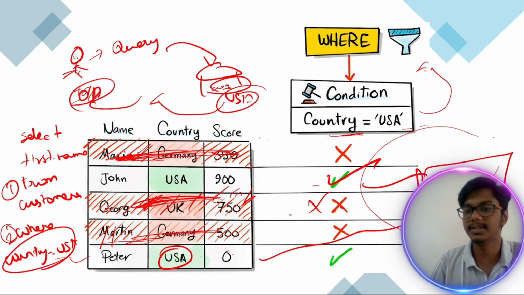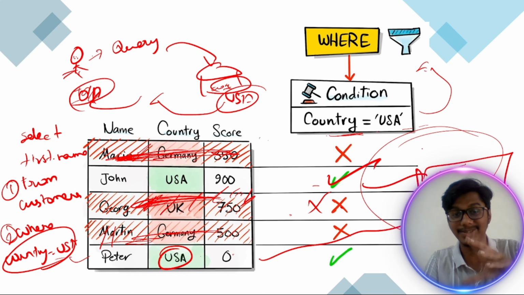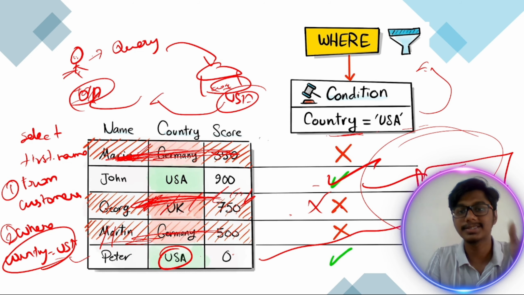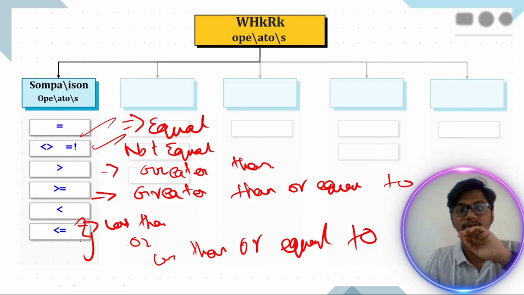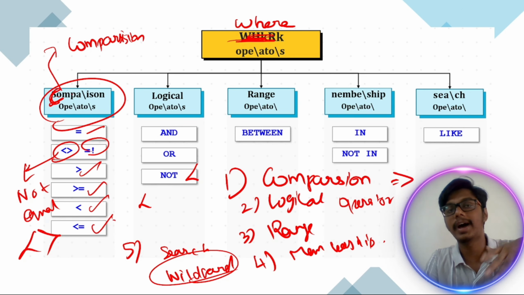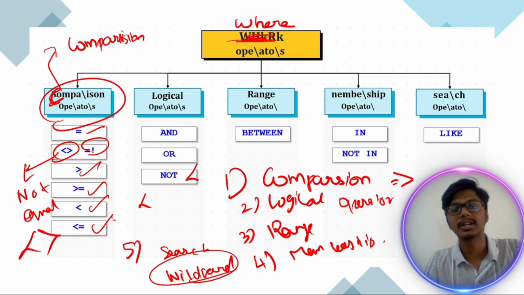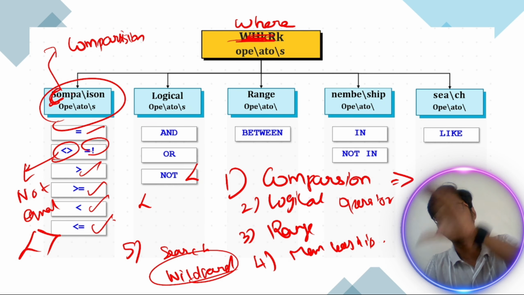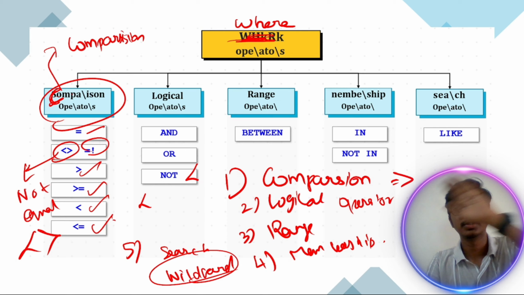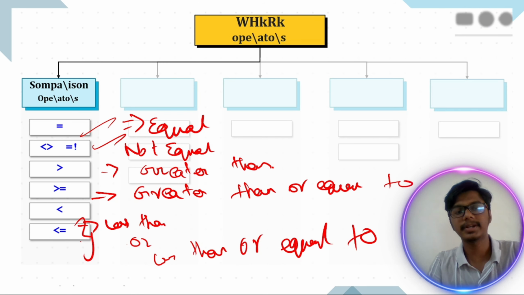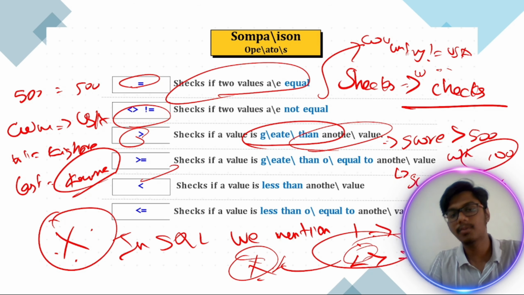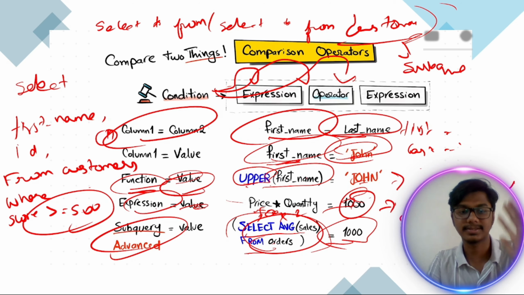I think this has not been shown. Forgive me, let me reduce my face size. These things are covered: where condition equal to USA. So far we are discussing the where condition, how where filters the data. Using where conditions, I made some research and found comparison operator, logical operator, range, membership, and search operator. So far we have seen the comparison operators: equal to, not equal to, greater than or equal to, greater than, less than or equal to.